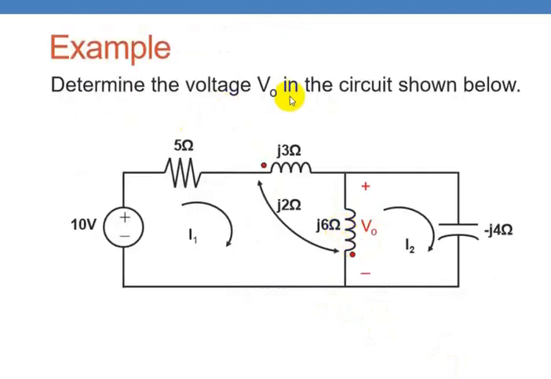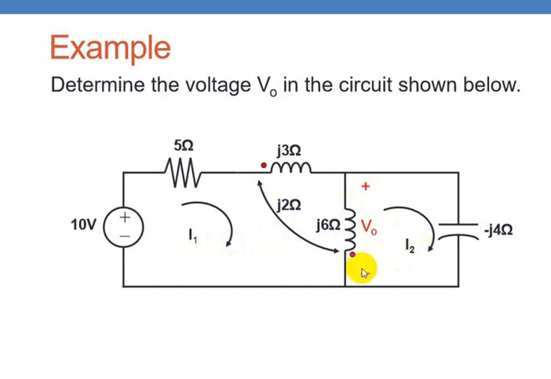Next, determine the voltage V0 in the circuit shown in the figure below. So this is the circuit given here. These two are coupled coils, and the reactance of the mutual inductance is given as j2 ohms. And you are asked to find the polarity across this. So now what you do, as usual, find out I1, I2.